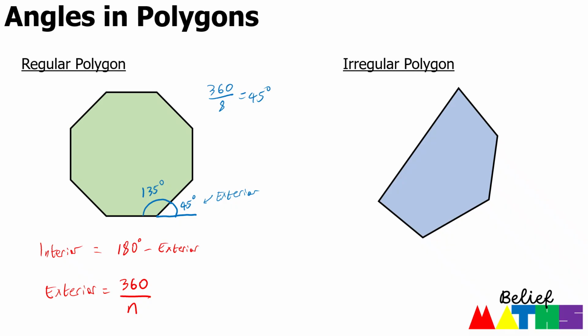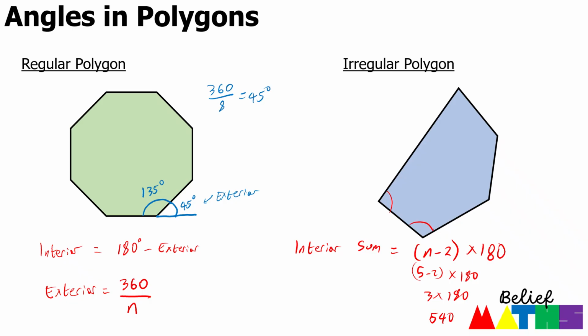But the other thing you could have, which works for both, is the interior sum. That's all of them added up. Now that's going to be n minus 2, remember n is the number of sides, multiplied by 180. So in this case, I've got 5 sides, 1, 2, 3, 4, 5. So I would do 5 minus 2 times 180, which is 3 times 180, which is 540. So therefore, if I add up 1, 2, 3, 4, 5, they will all add up to give me 540 degrees. The same thing would work on my regular polygon.